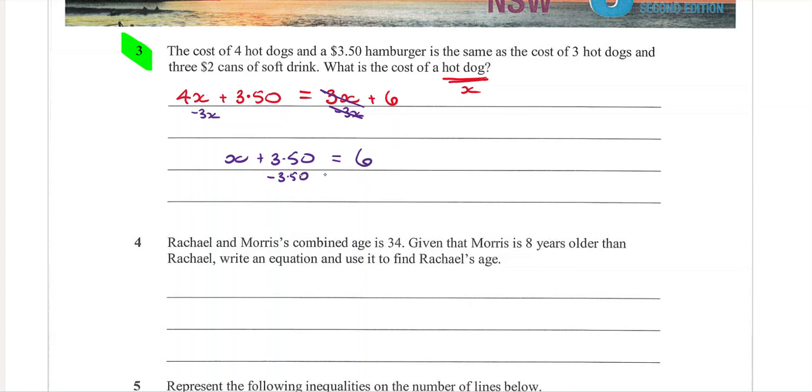Yes. Okay, that gets rid of that. And X is equal to $2.50. So I put my dollar sign in there. Or even better than that is to over here say, therefore, a hot dog costs $2.50. Because X was a letter that I introduced, it's actually the cost of the hot dog.